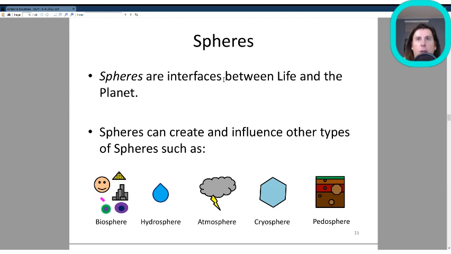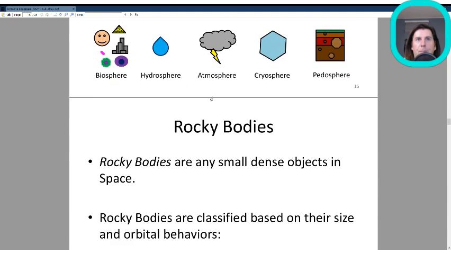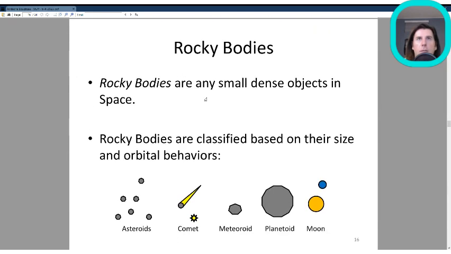So those are the spheres, and when you zoom out even further, you get the rocky bodies. Rocky bodies are any small, dense objects in space, classified based on their size and orbital behaviors. You have asteroids, comets, meteoroids, planetoids, and moons. The moon is the orange one and the blue-green is the planet. Comets are sort of asteroids that orbit the sun but on a different type of loop. They come in and burn up and then go away.